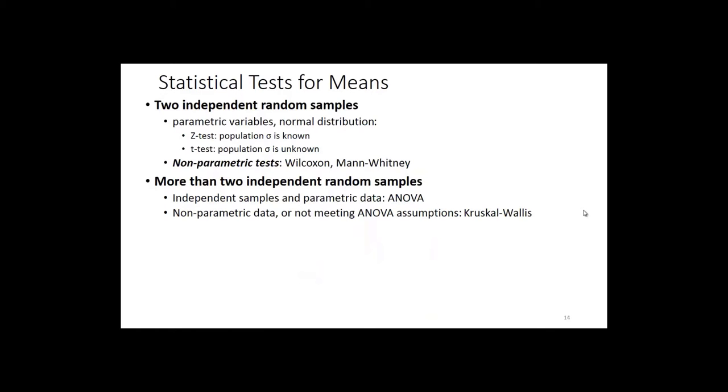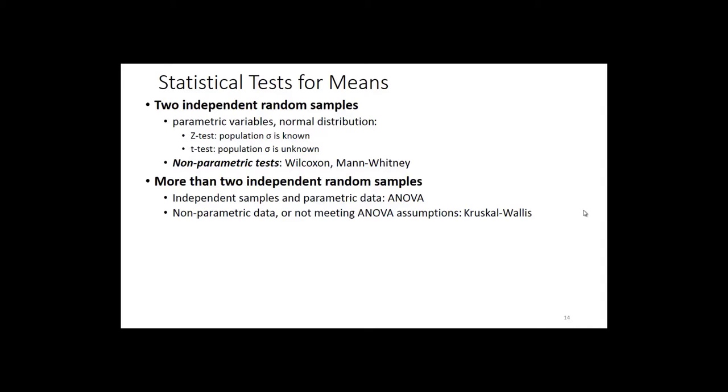There is a group of tests for comparing the means. If you have two independent random samples, just for two groups, there are parametric tests, with assumptions of normal distribution. We can use the z-test if the population standard deviation is known. And if we don't know the population standard deviation, we have to use the t-test. There are also non-parametric tests for two independent random samples, Wilcoxon and Mann-Whitney. These are the tests used for two samples.